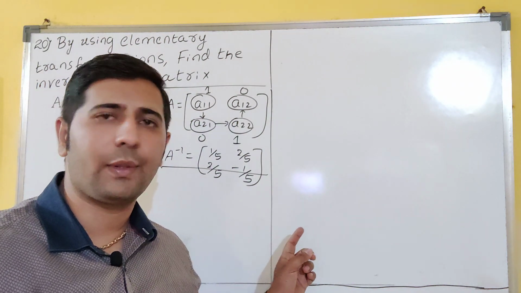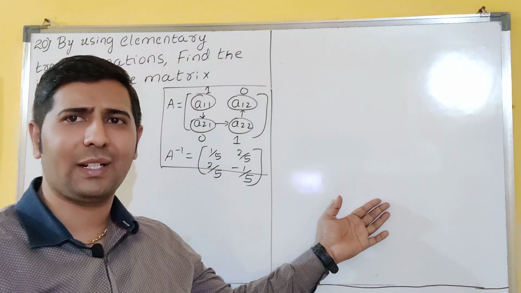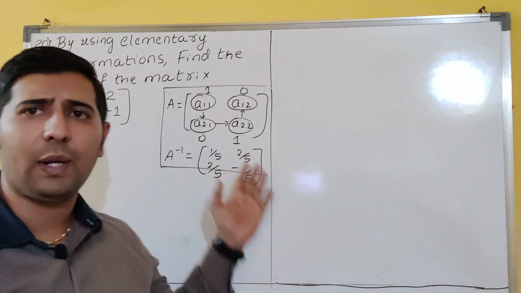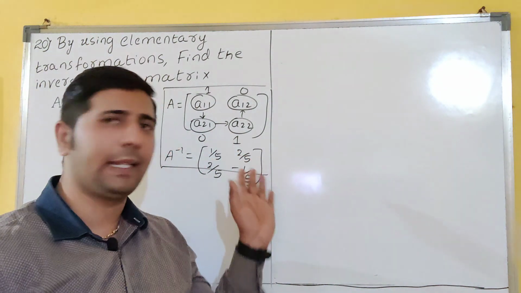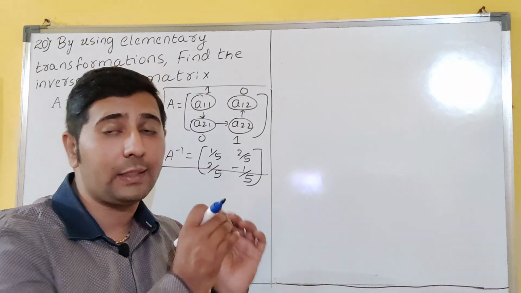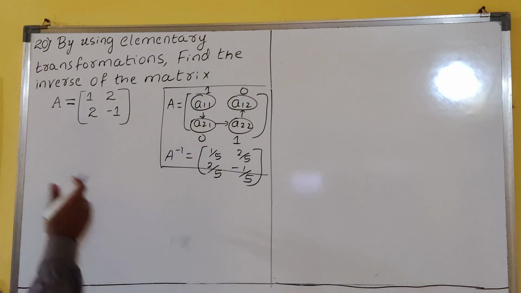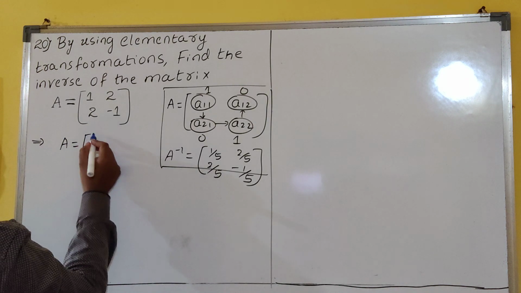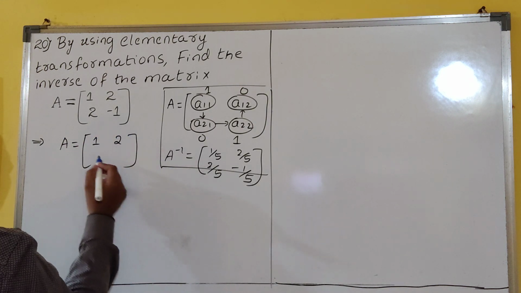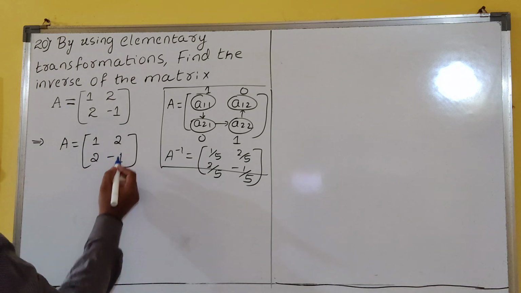Whatever we have written, dear students, this is not required. What we have written here is also not required. We are writing it for our verification purpose, for understanding the sum. Now what I will write is very important for us. You have to write in the final exam like this only. So A is given as [1 2; 2 -1], dear students.